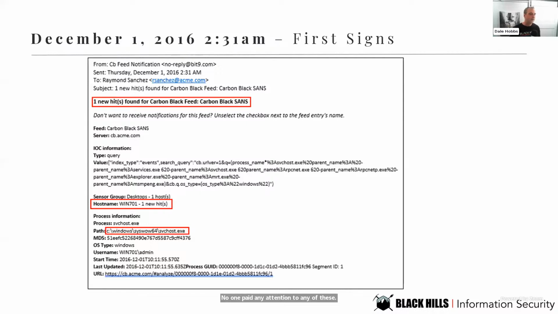At 3:15 in the afternoon, another email alert from the same computer came through indicating that the computer was reinfected. And then there were 8 subsequent email alerts that came in and were all ignored. Now, between 2:31 in the morning, when the first email alert came through, and 3:15 in the afternoon, there were a total of 60 email alerts that nobody paid attention to.